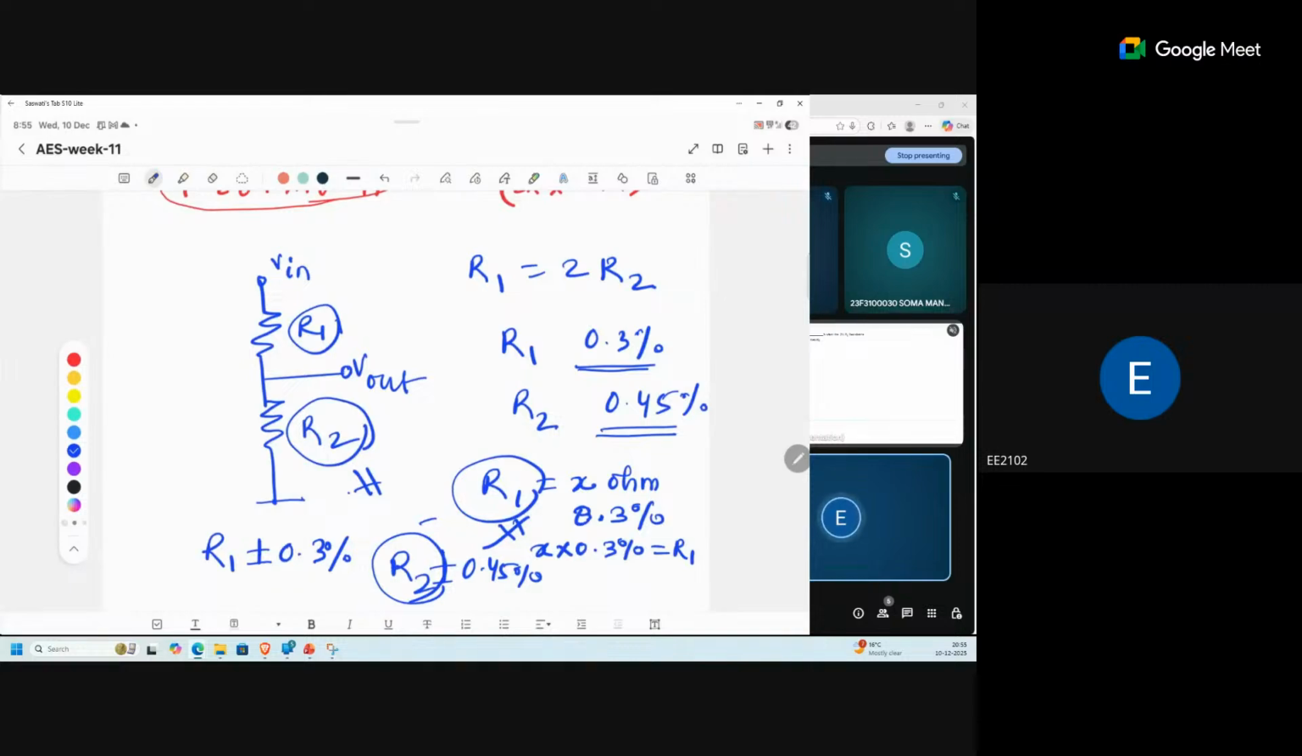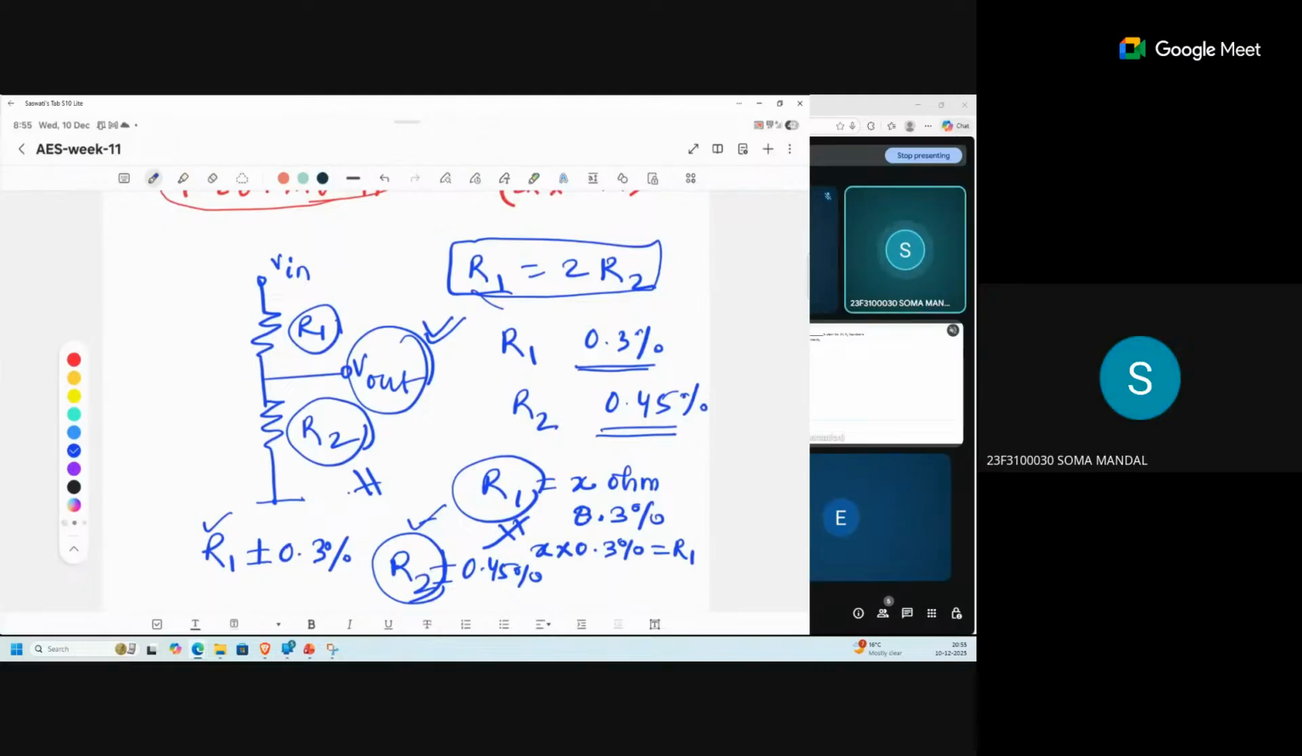Here it is given R1 is equal to 2R2. It is saying that if your R1 and R2 have this fault, what will be the variation in the V out? Are you understanding? Yes, ma'am. We have to find del V out by V out.